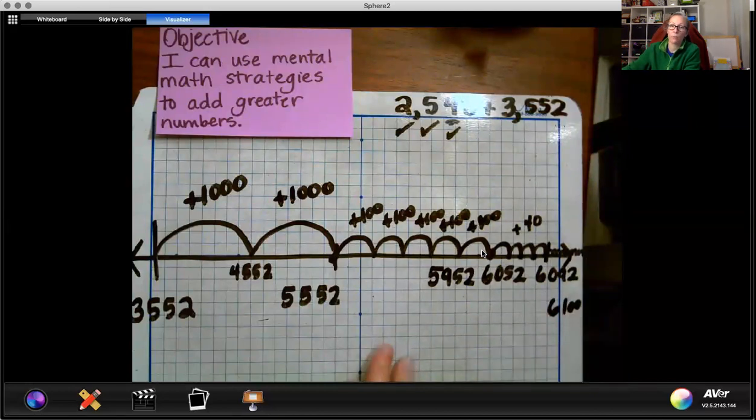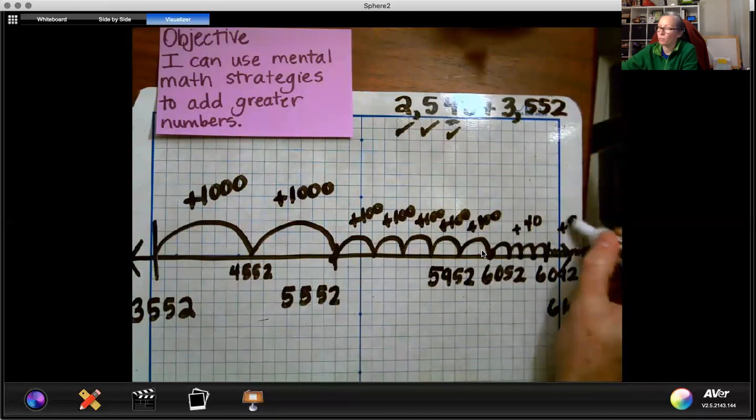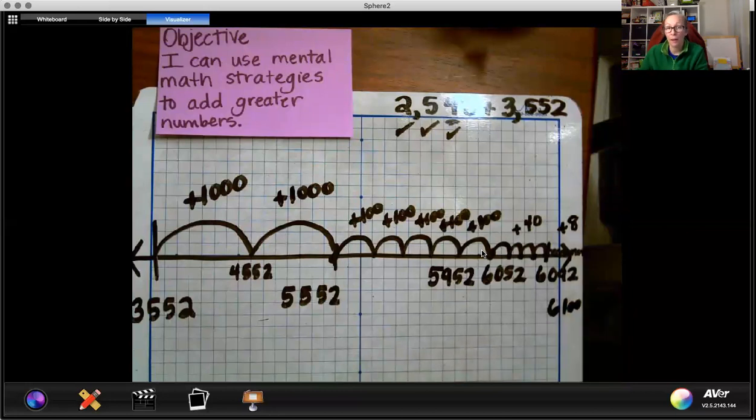So I kind of ran out of room at the end to show my plus 8. I was afraid that would happen. But it does show that you still get to the same answer of 6,100. So these are 3 strategies that you can use for mental math to add greater numbers.